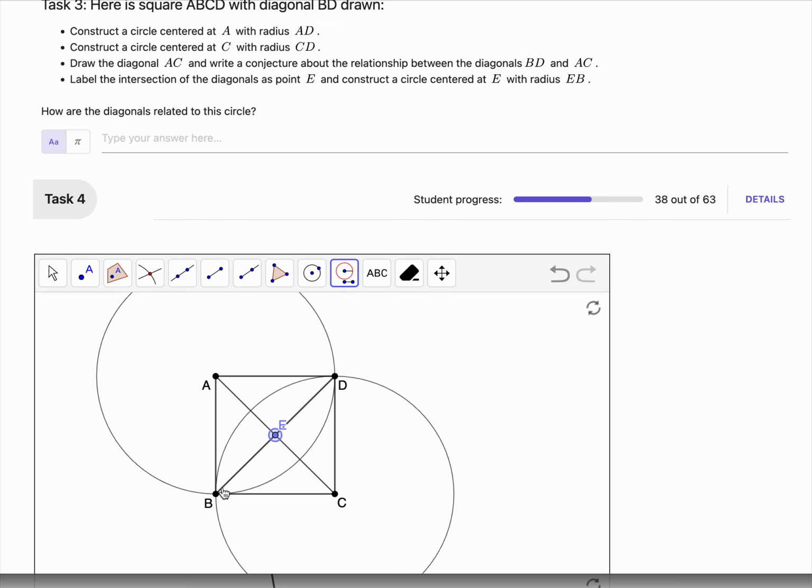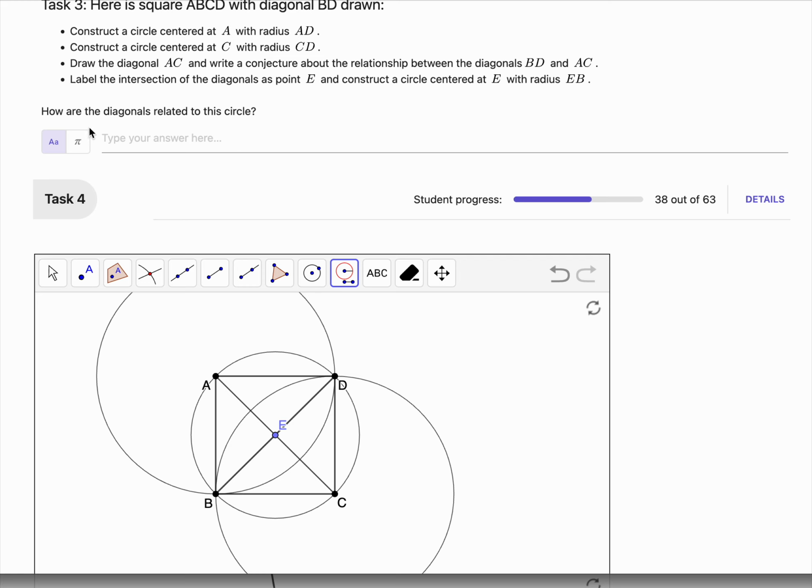EB is my radius, centered at E. All right, cool. Well, check it out. It actually hits all of these corners. That's not all that surprising, right? It went from E to B, and E to D is also the same distance, and E to A is the same distance, and E to C is the same distance. They are all radii of that same circle.